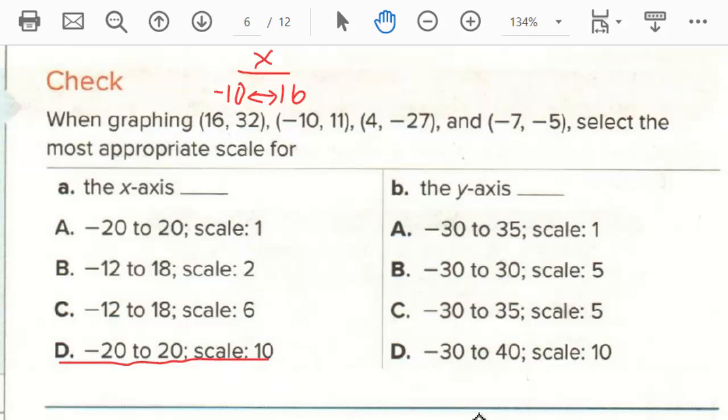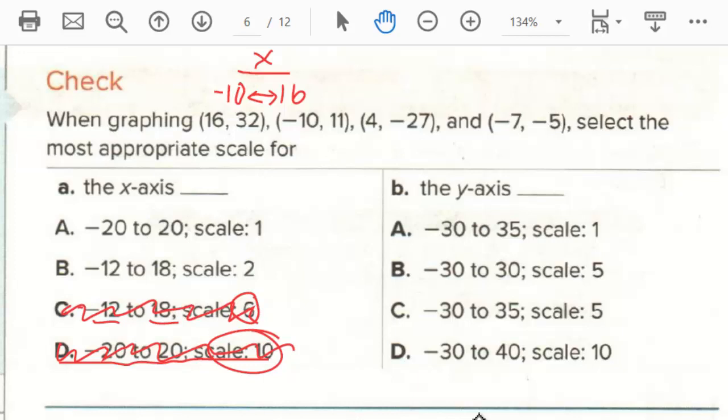We're going negative 20 to positive 20, which is definitely big enough to include our numbers, but look at the scale, it's going by tens. We're not going to have enough precision there, so this is going to be way off. Letter C is pretty good. We've got negative 12 to 18. Those are really close to my beginning and ending x values, but the scale is still too big. We're going to lose too much precision on that, so I'm going to get rid of that.